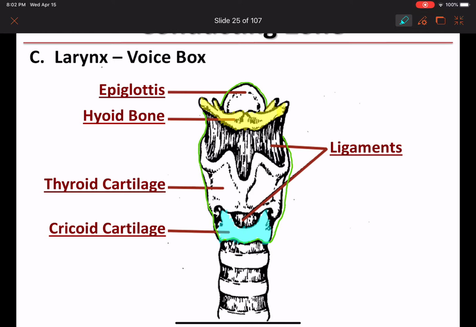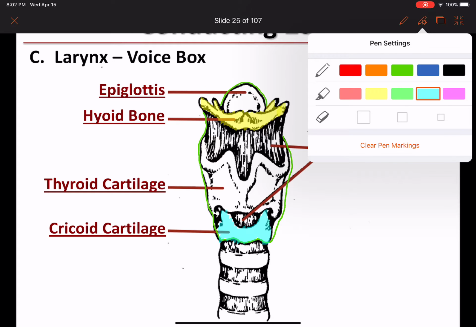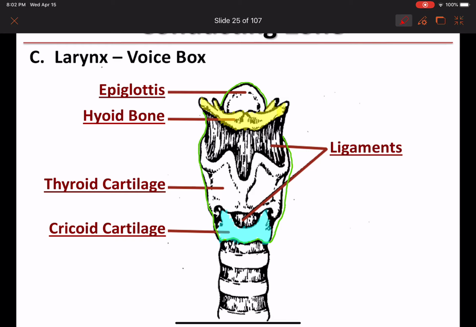this diagram. The mid portion of the larynx from this anterior view is dominated by the thyroid cartilage. It's this large shield-shaped cartilage that's visible from the anterior aspect of the larynx. It wraps around to the lateral aspects as well, but you cannot appreciate the thyroid cartilage at the posterior aspect of the larynx. It just abruptly ends. So I'm going to color in the thyroid cartilage. I guess it's kind of pink, like mauve color.